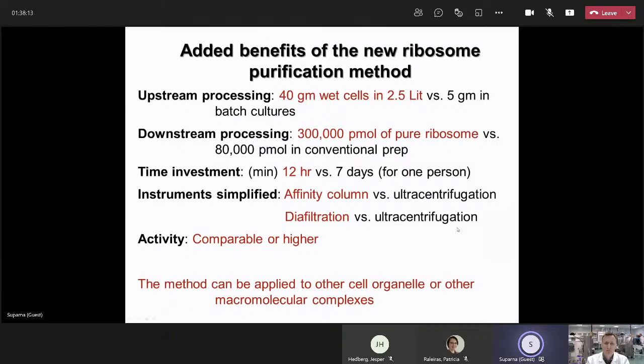So the added benefits, I would say, if we just look at this, we produced about 300,000 picomoles of ribosome versus 80,000 picomoles in the conventional prep. Time investment was hardly 12 hours compared to 7 days. And the instruments were highly simplified, affinity columns and diafiltration compared to ultracentrifugation, and activity is higher. So I think this method can be applied not just to ribosomes, but to other cell organelles or virus particles or other macromolecular complexes.